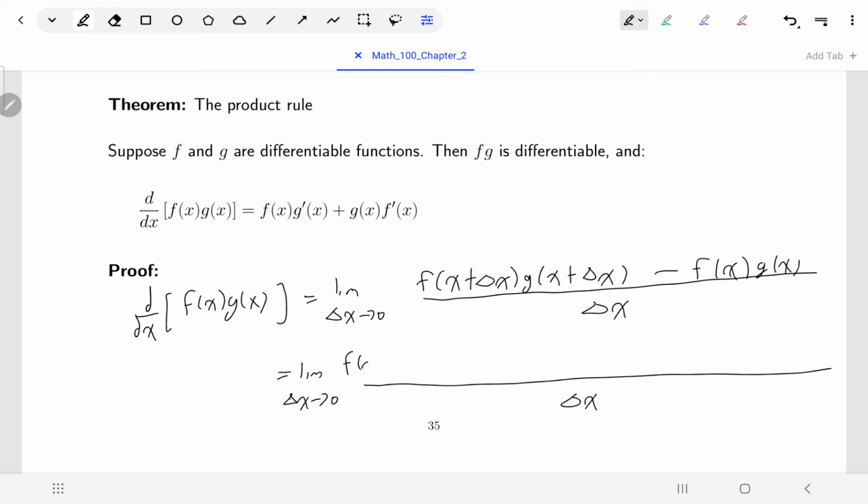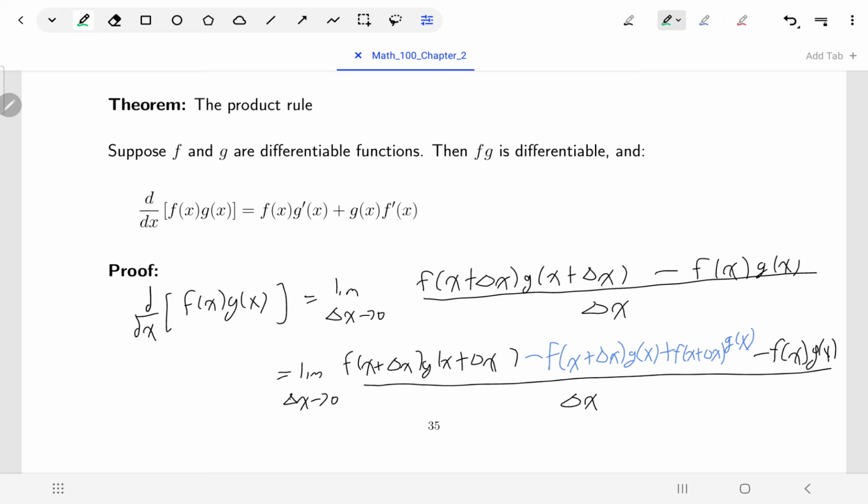So here I'm just going to get everything set up as what I currently have. So I've got f of x plus delta x, g of x plus delta x, and I currently have a minus f of x, g of x at the very end. And so what I'm going to do is in the middle, I'm going to subtract and add the same amount. In particular, I'm going to subtract f of x plus delta x times g of x, and then I'll add that back in, plus f of x plus delta x times g of x. Almost didn't have enough room, but I just made it in.